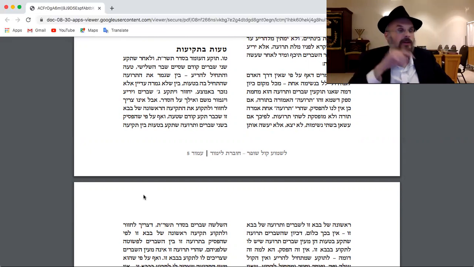And the question is going to be, is what you did part of the item or not part of that set? If it's not part of the set, then it's an interruption. If it is part of the set, then it's not an interruption. That's the svara.